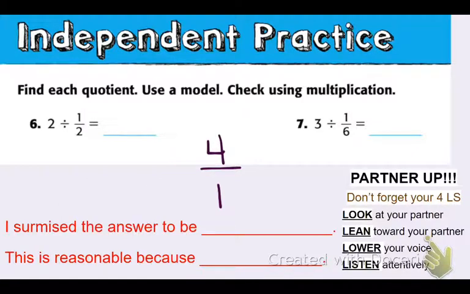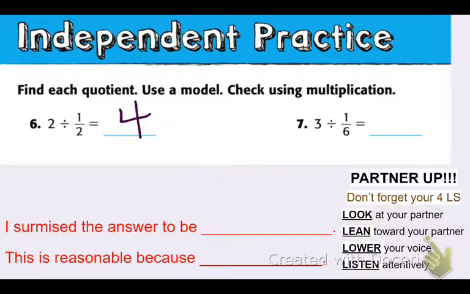Simplest form. What is 1/2 of 2? Well, 1/2 would be 4. So I know I have the right answer. Let's look at number 7. I'm going to go ahead and start with step 1.